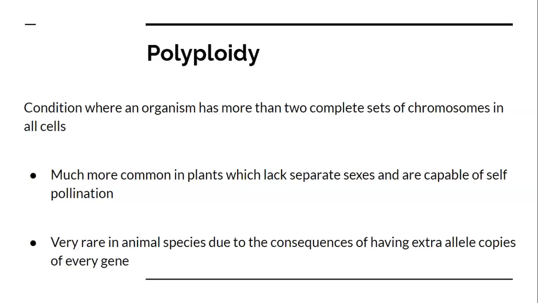This is pretty common in plants because they don't have separate sexes and they can self-pollinate. So polyploidy happens way more frequently. Whereas in animals, it's pretty rare. And I mean pretty rare, because there are some serious consequences for us for having extra allele copies of every gene. Even just having 1 extra copy of 1 chromosome can lead to different disorders. So having an extra copy of every gene would be pretty detrimental. So it doesn't really happen in animals.